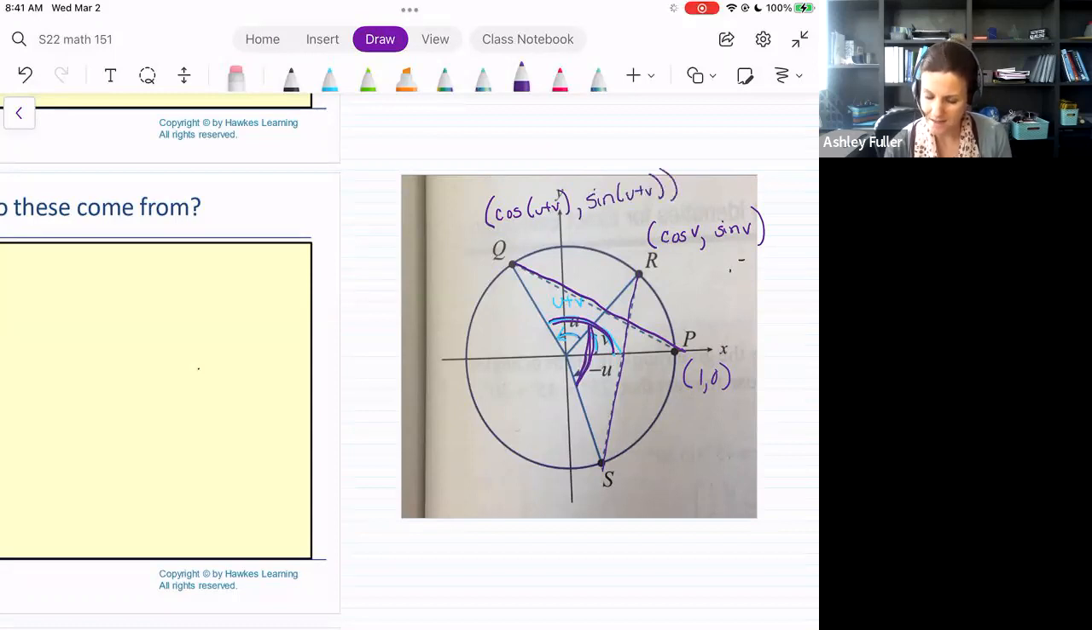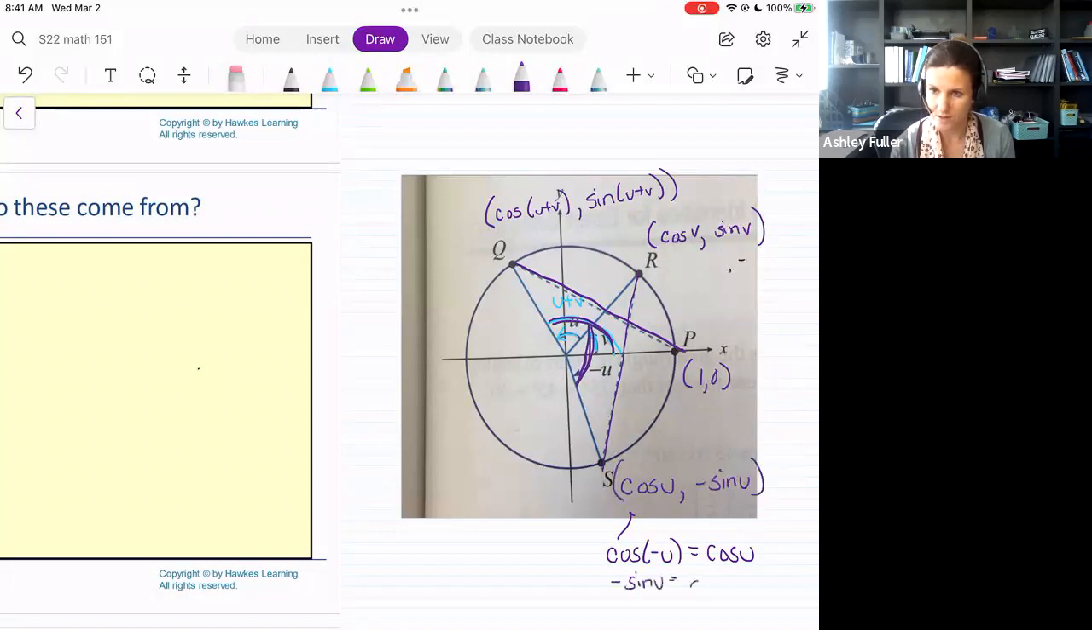And then for S, the x value is going to be the cosine of u, because remember that the cosine of negative u is equal to the cosine of u when we talked about even and odd functions. And our y value is going to be the negative sine of u, because hopefully you remember that the negative sine of u is equal to the sine of negative u.